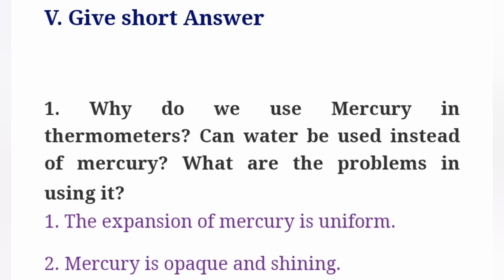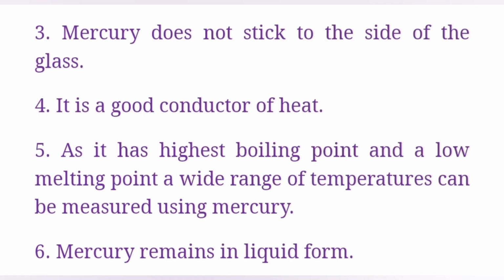Answer, first point, the expansion of mercury is uniform. Second point, mercury is opaque and shining. Third point, mercury does not stick to the side of the glass. Fourth point, it is a good conductor of heat. Fifth point, as it has a high boiling point and a low melting point, a wide range of temperature can be measured using mercury. Sixth point, mercury remains in liquid form.